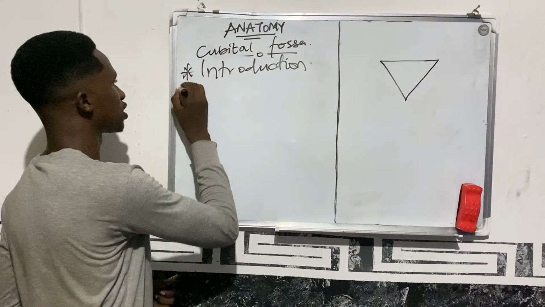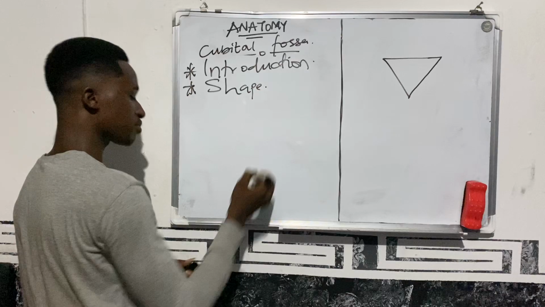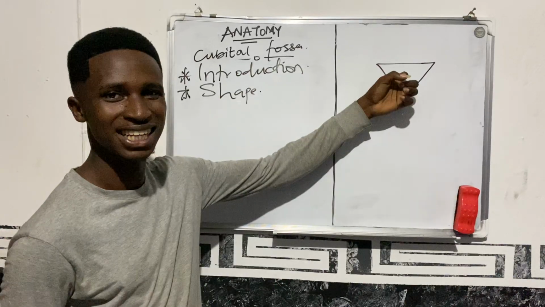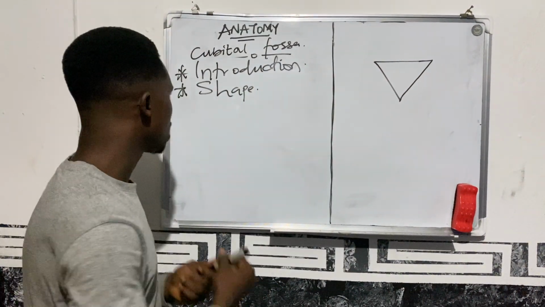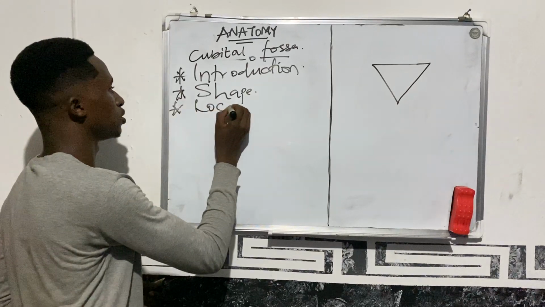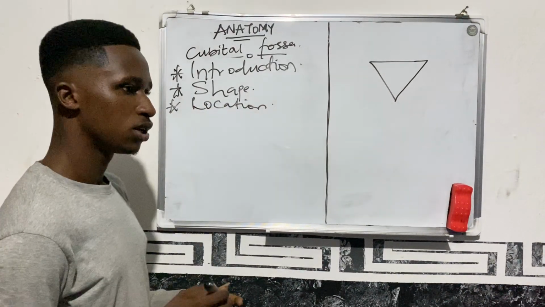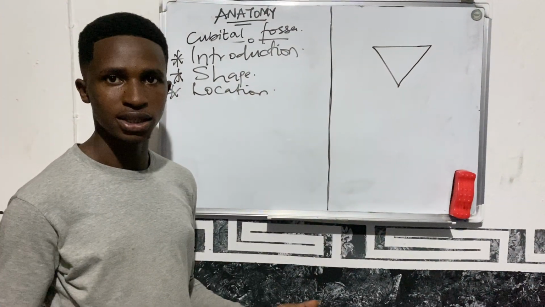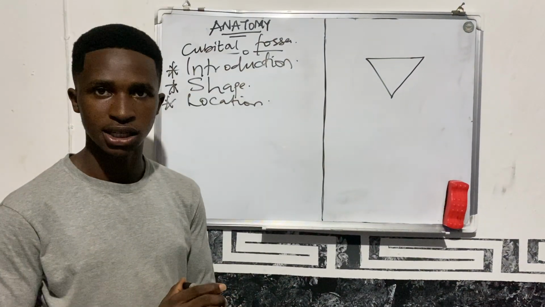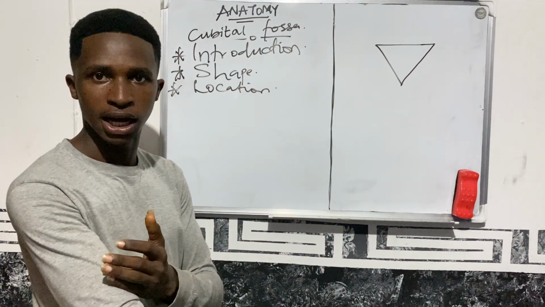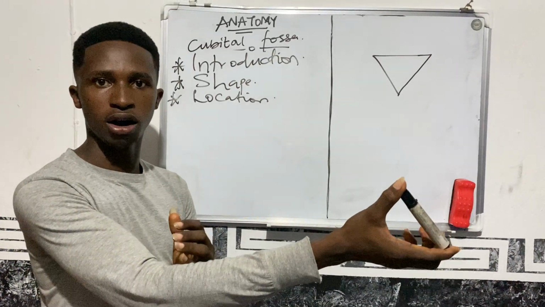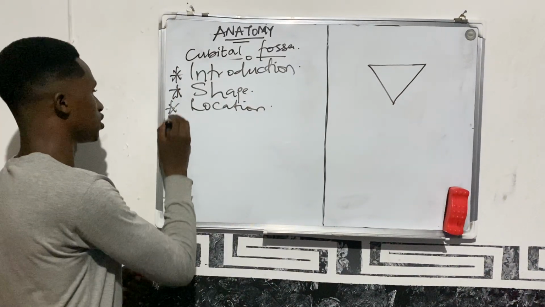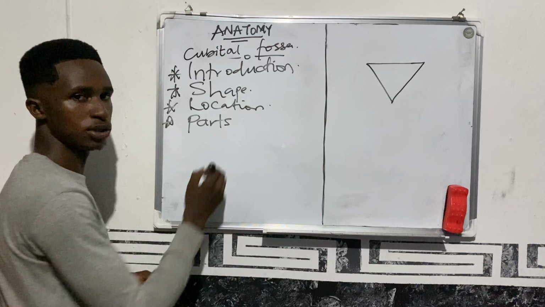With that, we move to the next aspect, the shape of the cubital fossa. From our introduction, you will be able to point out that the cubital fossa is triangular in shape. Next is the location of the cubital fossa. The cubital fossa is located anterior to the elbow joint, or between the distal part of the arm and the proximal part of the forearm. With that, we move to the next aspect, which are the parts of the cubital fossa.